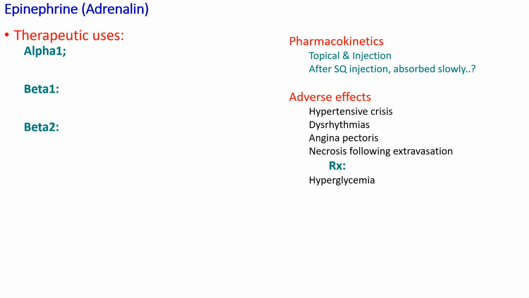For beta 1: overcome AV block, so to treat the AV block, and restore cardiac function in cardiac arrest. Therapeutic uses for beta 2: patients with asthma. If it's a beta 2 agonist, then it results in bronchial dilatation, so patients with asthma will benefit from a beta 2 agonist. And it's also the treatment of choice for anaphylactic shock.